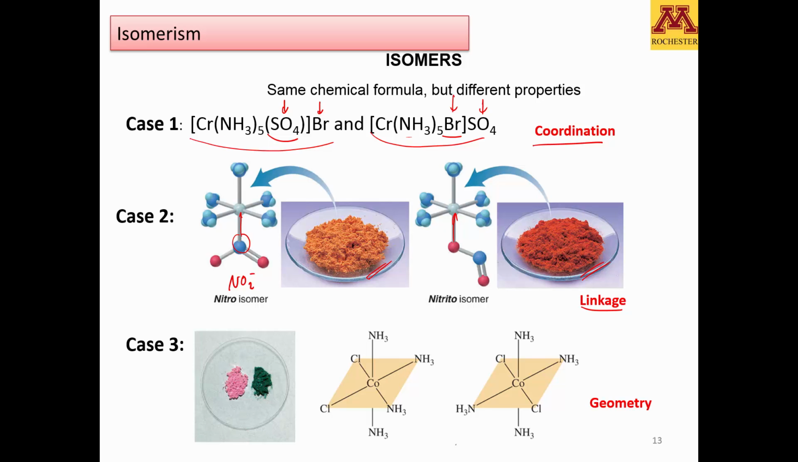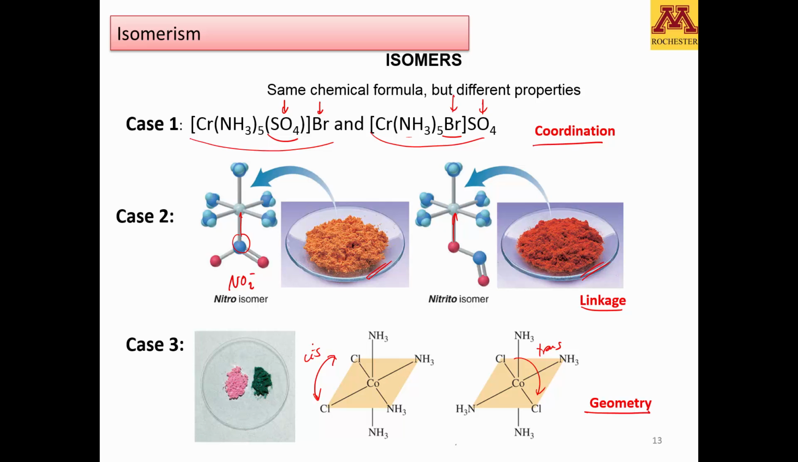And the other one is disposition in space. In this case, if you pay some attention, look that there are 2 chlorines in both cases, but in this one we say that the chlorines are in cis, and in here the chlorines are in trans.